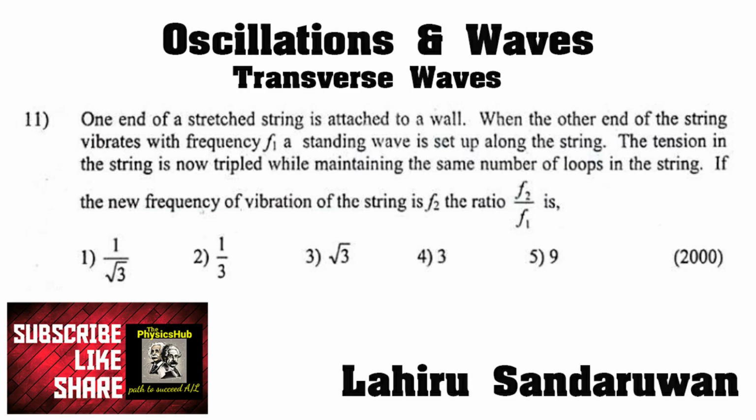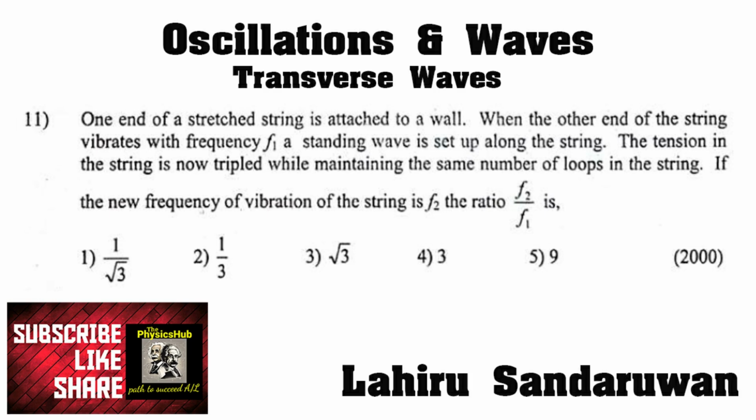One end of a stretched string is attached to a wall. Then the other end of the string vibrates with frequency F1. The standing wave is set up along the string. The tension in the string is now tripled while maintaining the same number of loops in the string.